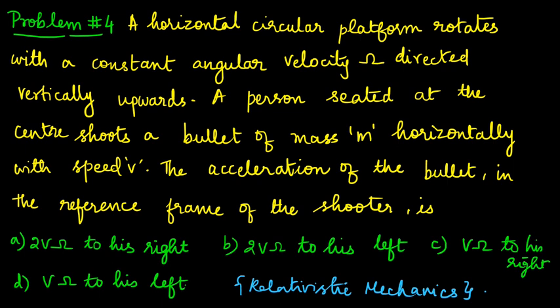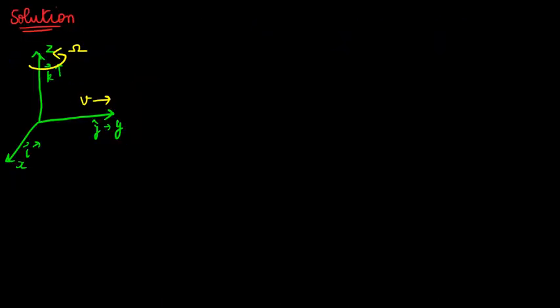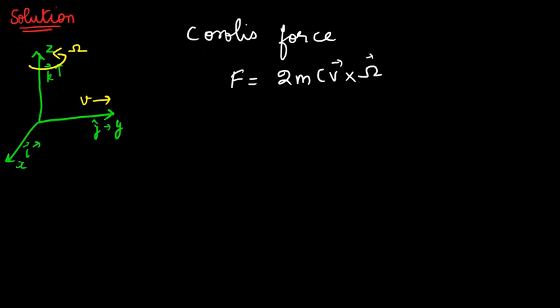So the frame is rotating with angular velocity omega, and this is the velocity of the bullet. So the bullet experiences a Coriolis force while the frame is rotating, which is given as F is equal to 2m v cross omega. So now I know that F will be equal to 2m, v is along j cap, and omega is along i cap, sorry, k cap.